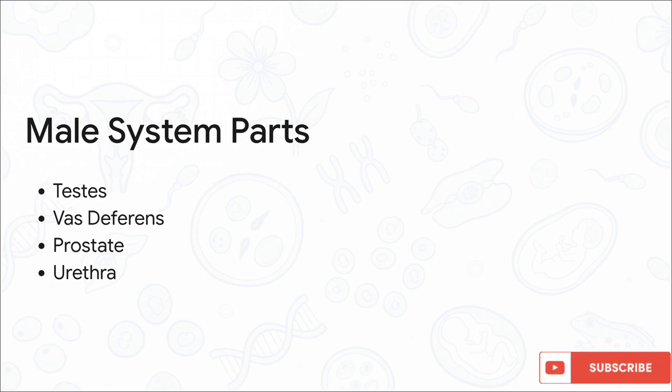This placement is absolutely crucial, by the way, because sperm production requires a slightly cooler temperature than the rest of the body. So the testes produce the sperm, and importantly, they also secrete the hormone testosterone. Once they're produced, the sperm travel up a duct called the vas deferens. Along the way, accessory glands like the prostate and seminal vesicles add special fluids. This fluid nourishes the sperm and keeps them swimming, creating what we know as semen. Finally, the urethra acts as the common exit passage.